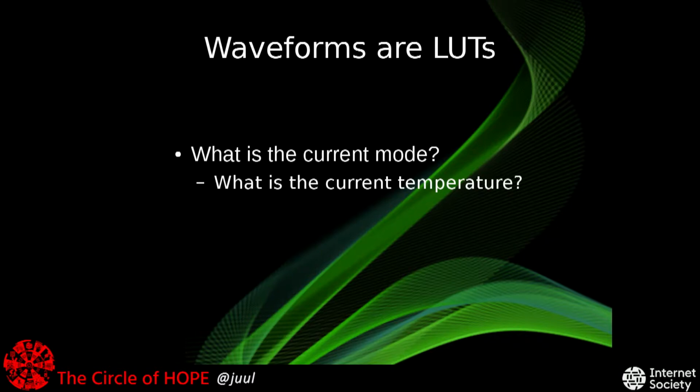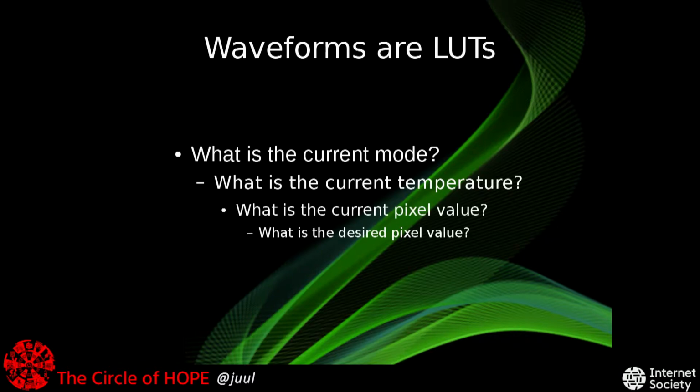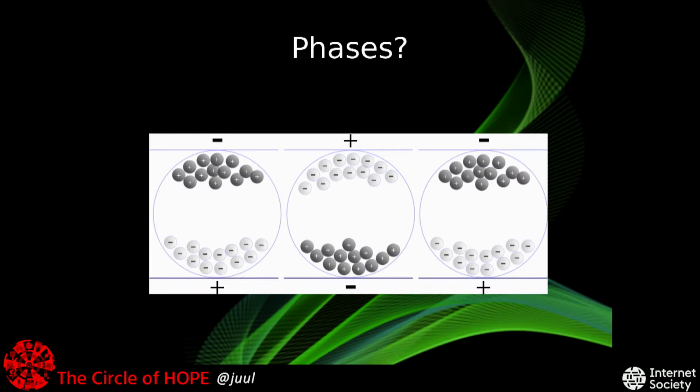So in the lookup table, you look based on the temperature, and then you ask, what's the current pixel value of the pixel I'm trying to change, and what's the desired pixel value? After looking through the lookup table, it gives you these things called phases as the result. So what are phases?